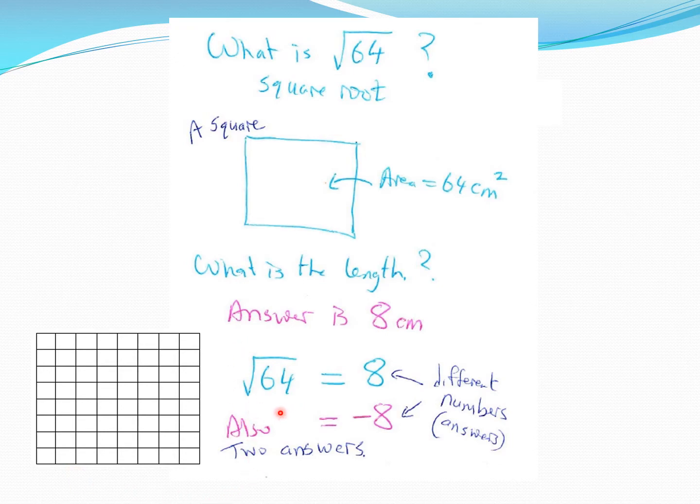Now the square root of 64 is equal to 8, but the square root of 64 can also be equal to minus 8. So 8 and minus 8 are two different numbers, even though one is the plus version, the other is the minus version.